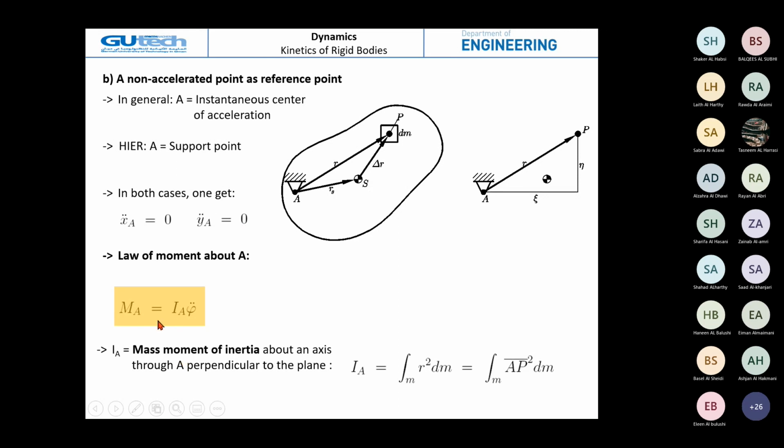IA, the mass moment of inertia about an axis through A perpendicular to the plane. That means here we have IA. It's always defined by r squared dm. Now r is the distance between A and P. And still, to get here what we have seen, between S and P, for the center of weight.